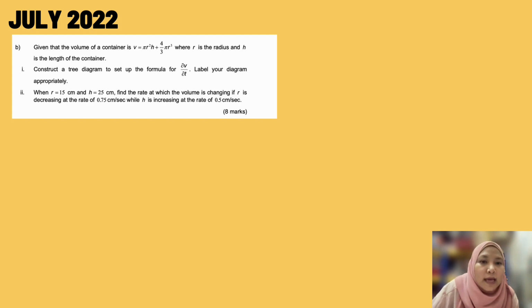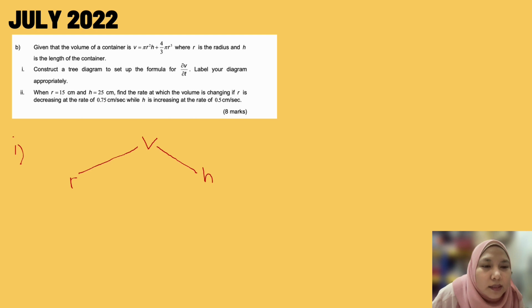So first we need to construct the diagram. Because this is about volume, volume will be at the top, and inside the volume formula we have variables r and h. So r here, h here, two branches. Then under r and h we will have another variable, which is t. This is a rate, so we must have the time.